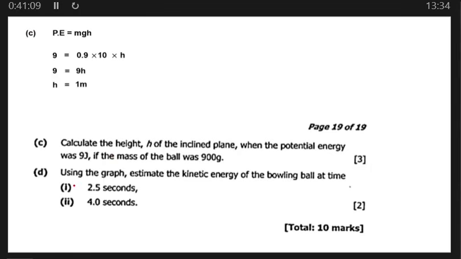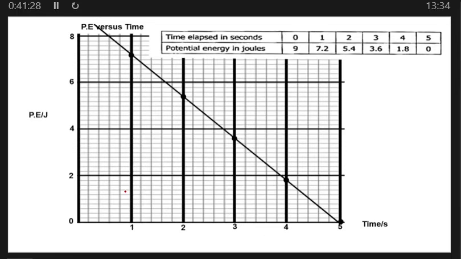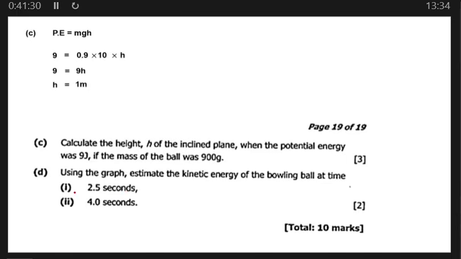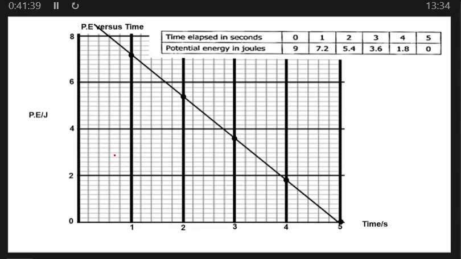Then this one they're saying D, using the graph, estimate the kinetic energy of the bowling ball at time A 2.5 seconds, then 4.0 seconds. So get the graph. All right, so we'll go and get the graph and make sure that we estimate the kinetic energy when time was at 2.5. So go to the graph and we'll go per 2.5, which is here.